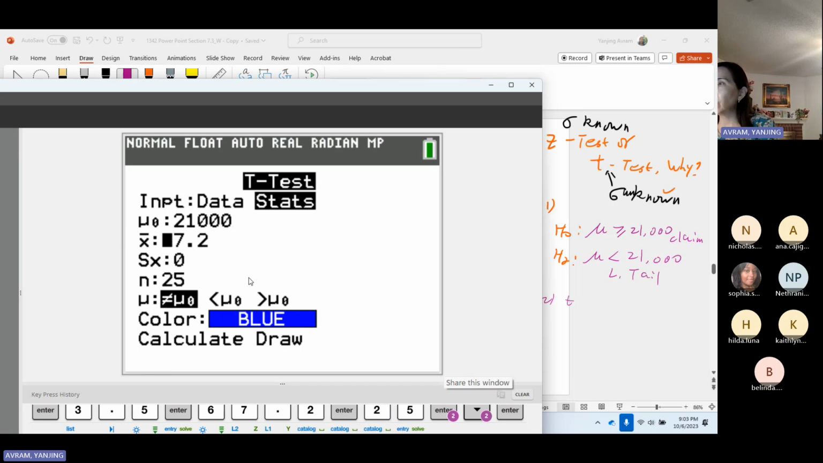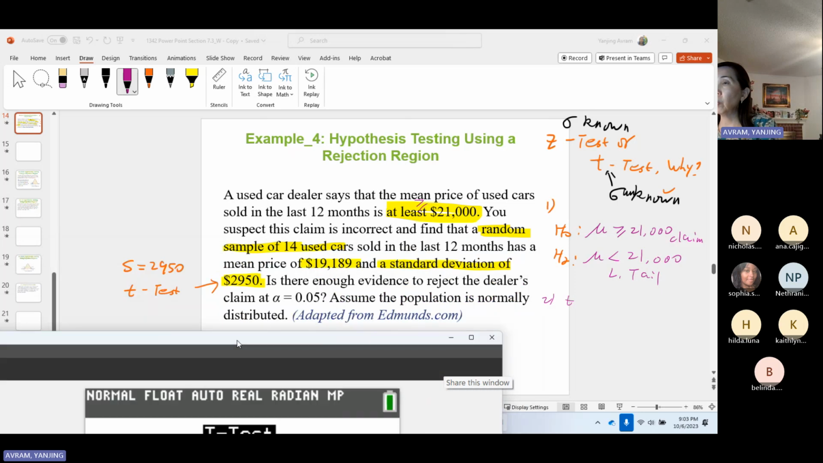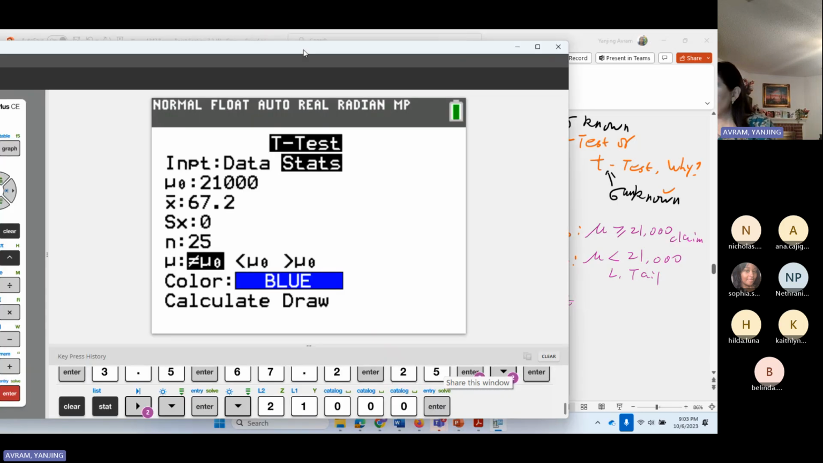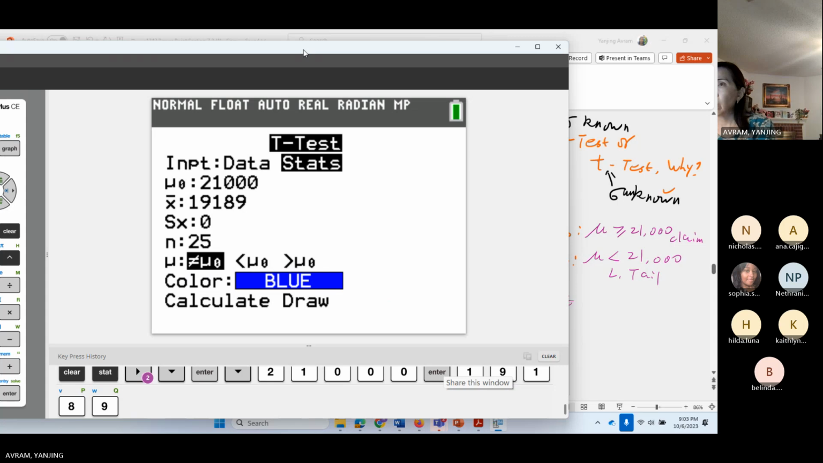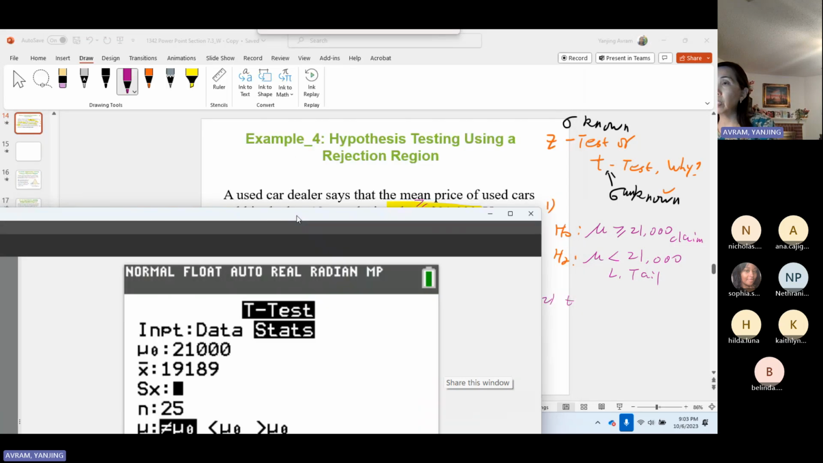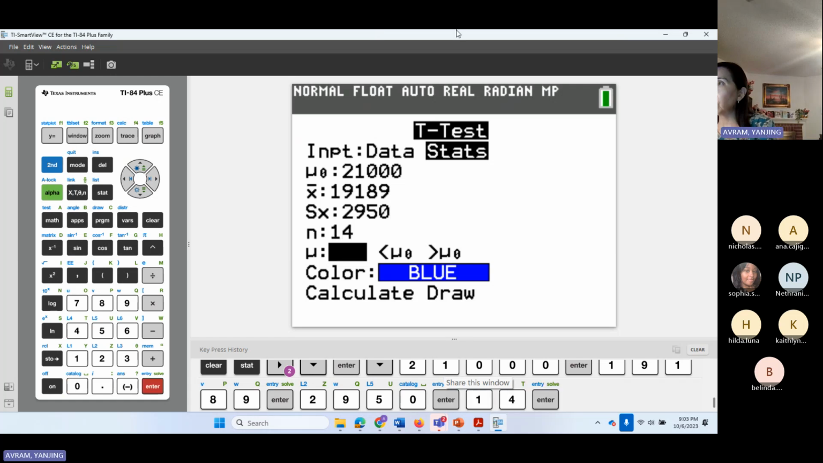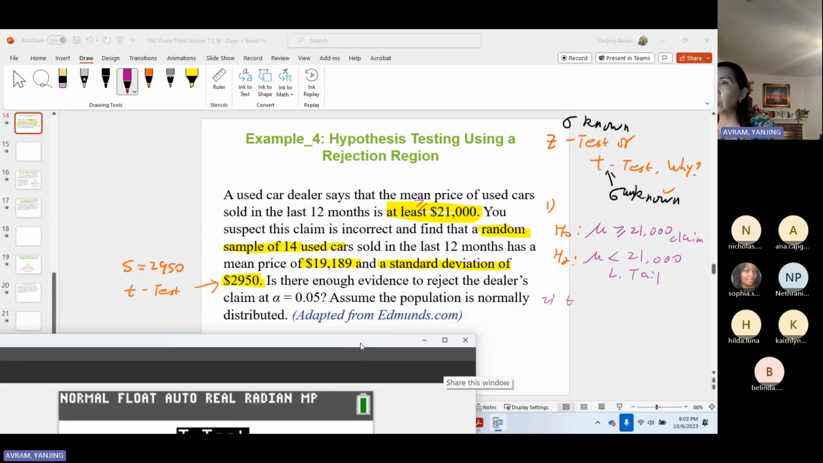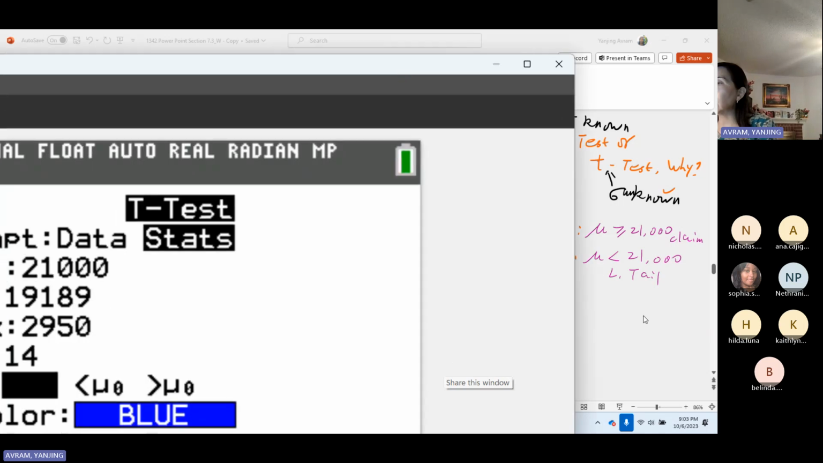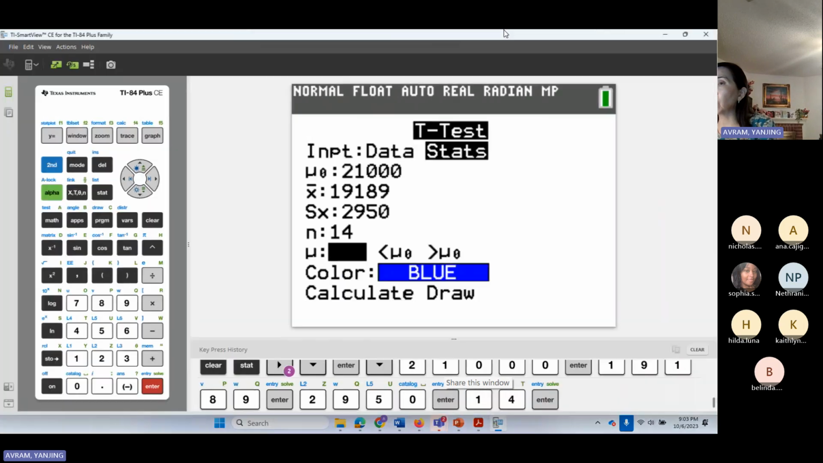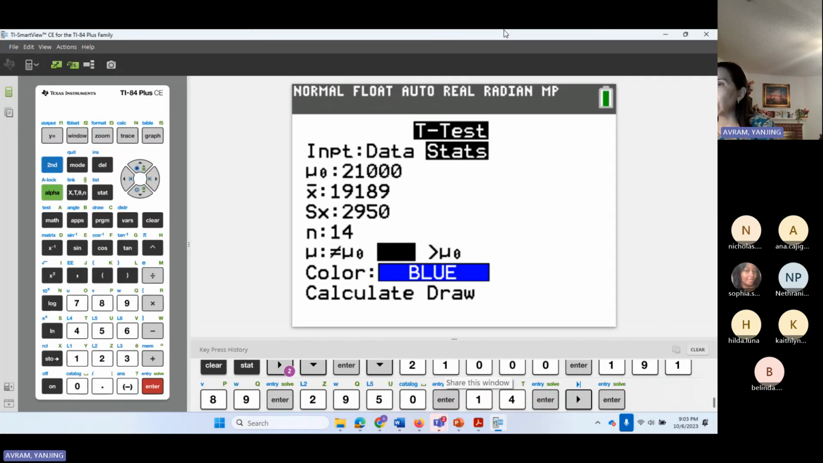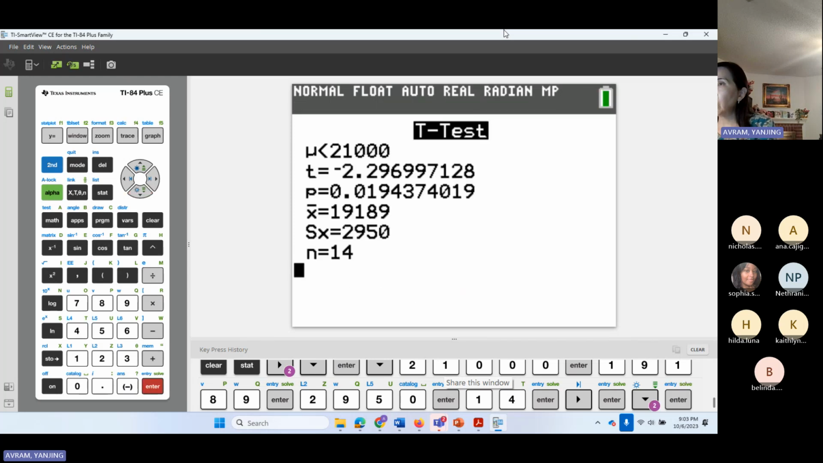All right, 21,000. I think the x bar here is 19,189. My sample standard deviation here is 2950, and then n here is 14. We said earlier this is a left tail test, less than, so we make sure we choose the right test, left tail test. Then we just go ahead and hit calculate.